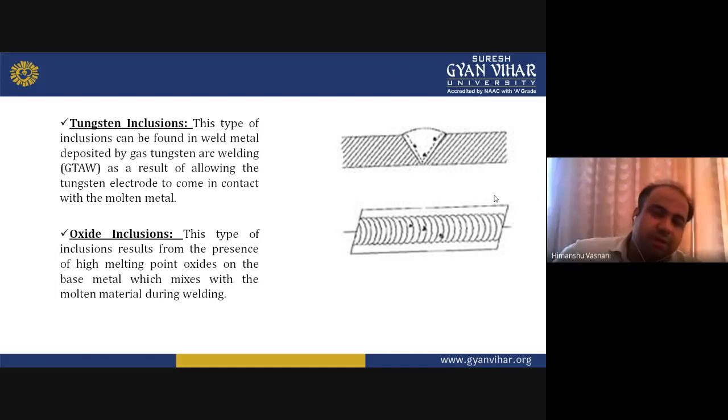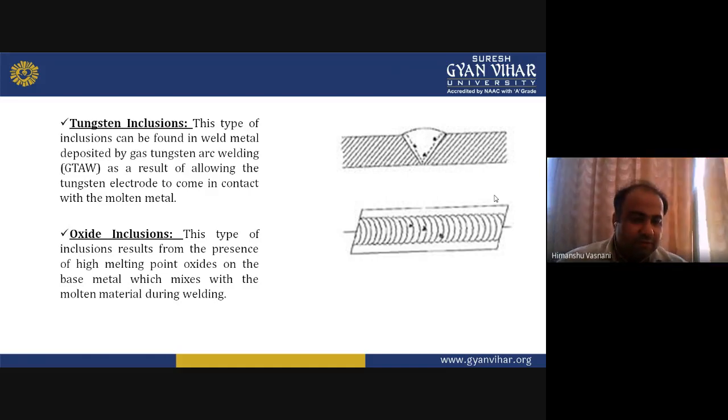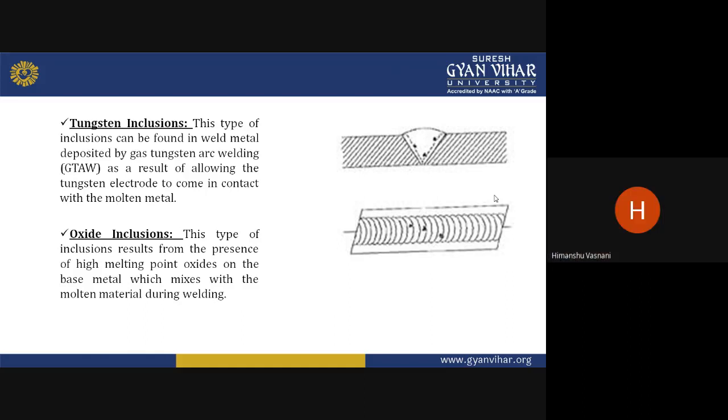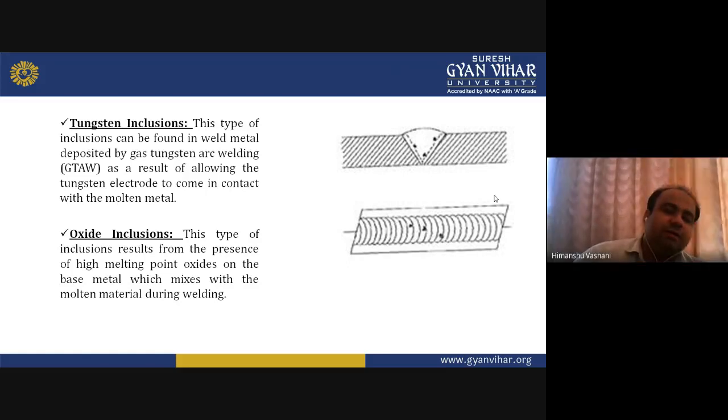Oxidation inclusions, very simple to understand. This type of inclusion results from the presence of high melting point oxides on the base metal which mix with the molten metal during welding. Okay, now it's very easy to understand. You can see in the diagram also how such oxide inclusions occur. Inclusion, I told you earlier also, but here oxygen is involved.